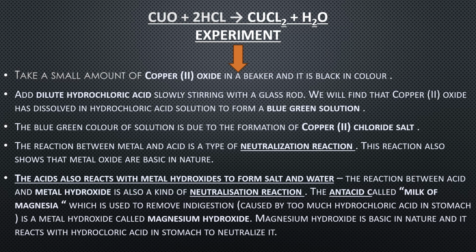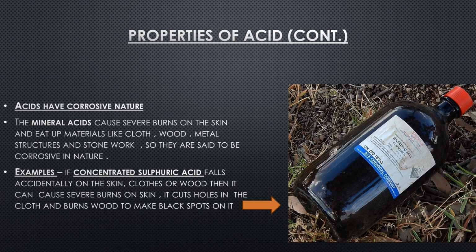Now next is acid. Acids have corrosive nature. The mineral acids cause severe burns on the skin and eat up materials like cloth, wood, metal structures, and stonework, so they are said to be corrosive in nature. If concentrated sulfuric acid falls accidentally on the skin, clothes, or wood, then it causes severe burns on the skin. It cuts holes in the cloth and burns wood to make black spots on it.